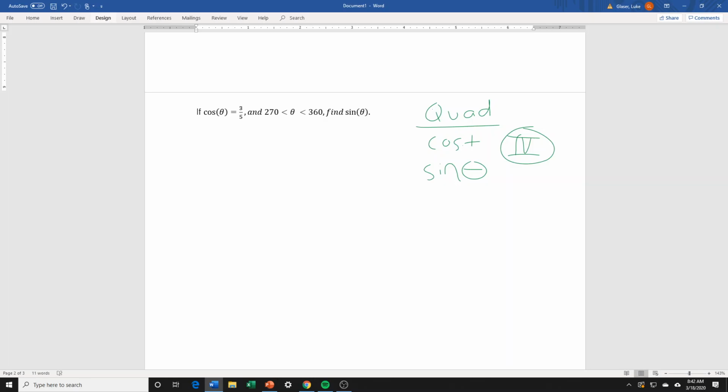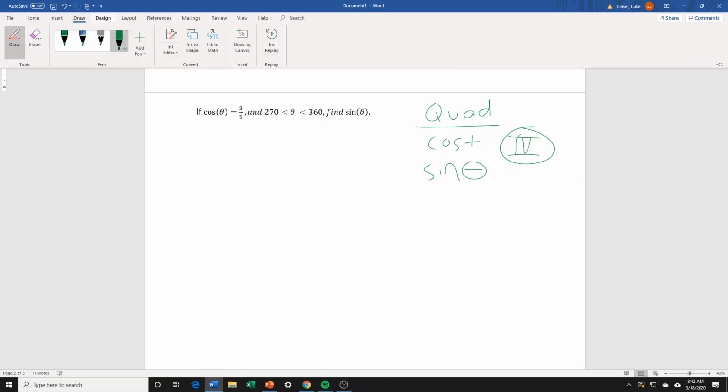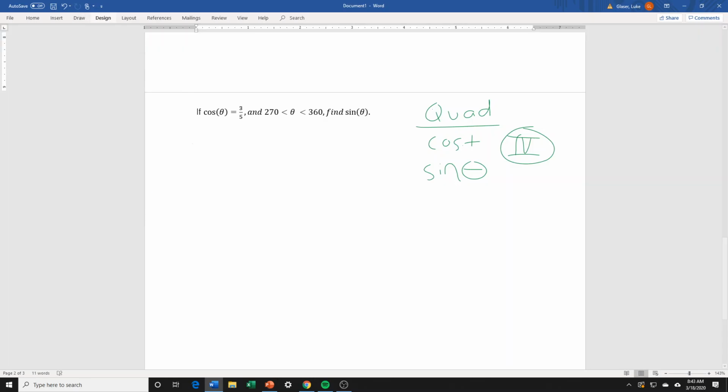Okay, so either you worked it out and you want to check your work, or you're going to continue to take notes with me. Either one is fine. But let's go ahead and begin. So we've got our trig identity, cosine squared of theta plus sine squared of theta equals 1. I know cosine, so I've got 3/5 squared plus sine squared of theta equals 1. 3/5 squared is going to be 9 over 25 plus sine squared of theta equals 1. Subtract 9 over 25 from both sides.